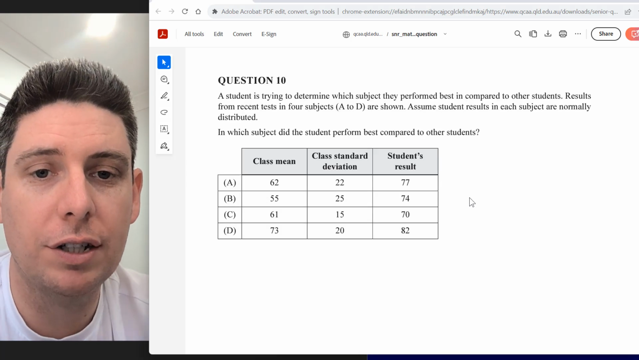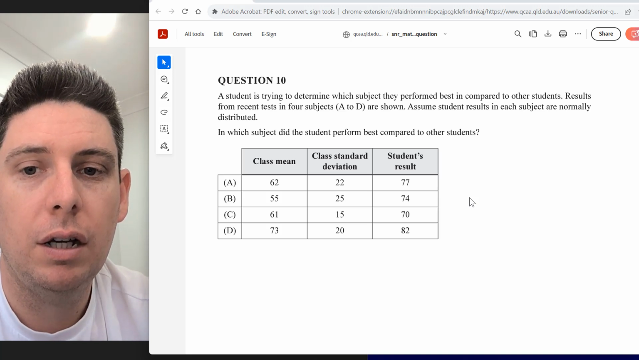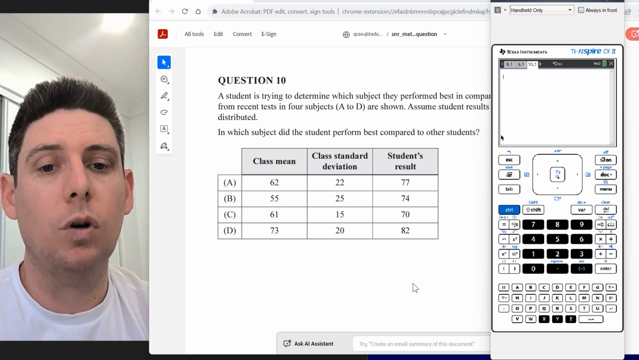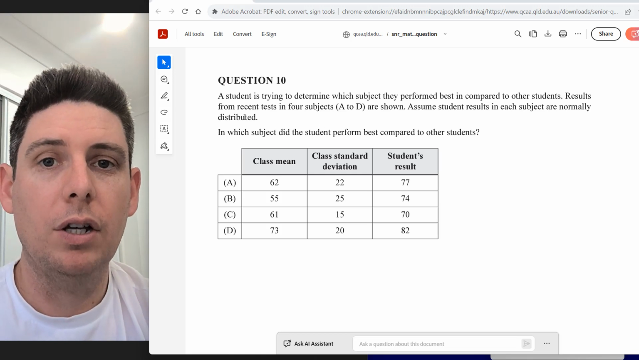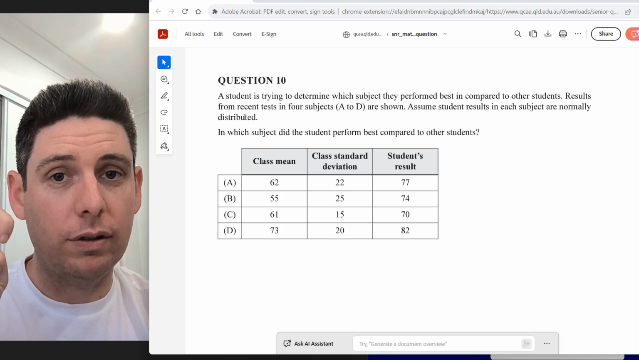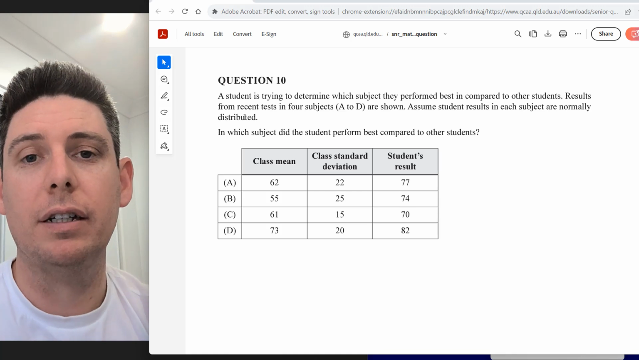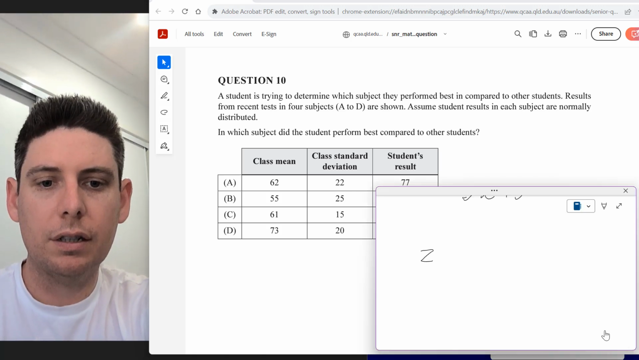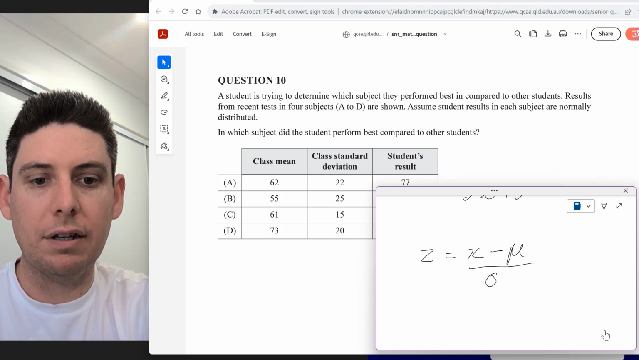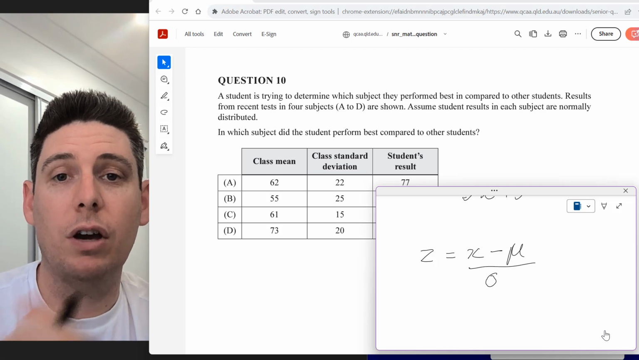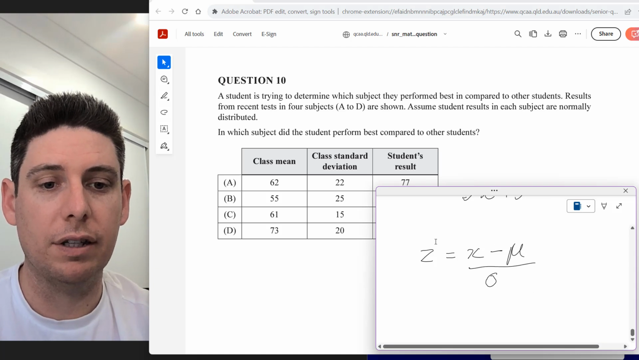Right, question 10. A student's trying to determine which subject they perform best in compared to other students. So we've been given scores, and they're saying assume the results are normally distributed. So we have to convert the X scores to Z scores, so then we can compare them more evenly, basically. So this equation here, Z equals X minus mu over the standard deviation, is going to be how we're going to compare the 4 results. So we just basically need to type this into the calculator.